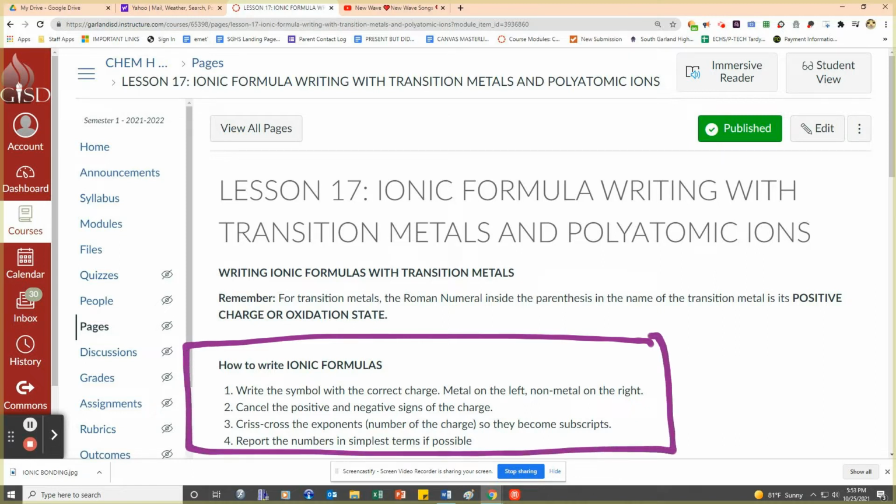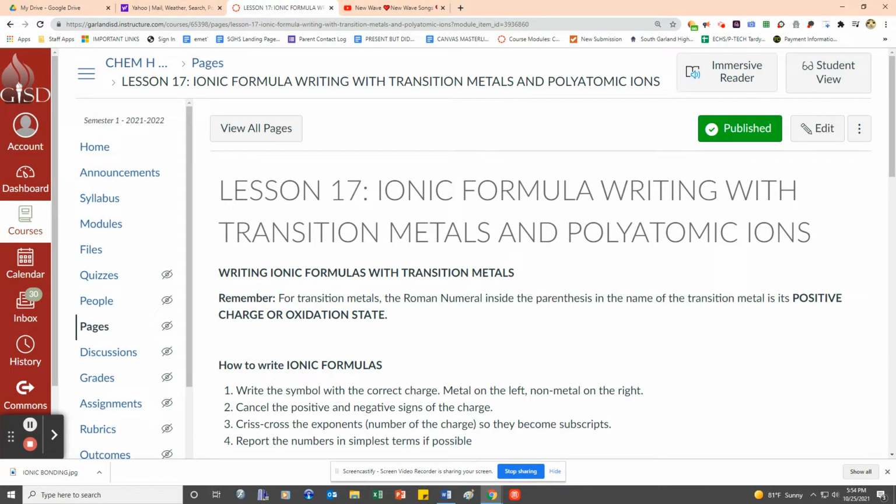First of all, we need to write down the symbol with the correct charge: the metal on the left, the non-metal on the right. The second step, we cancel the positive and negative signs of the charge. Remember, we have to crisscross the numbers of the charge so they become subscripts, and then lastly, we report the numbers in the simplest terms if possible.